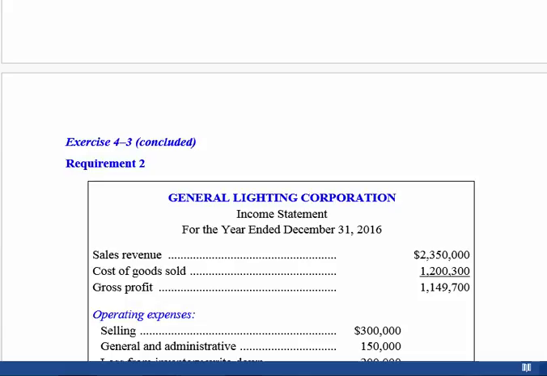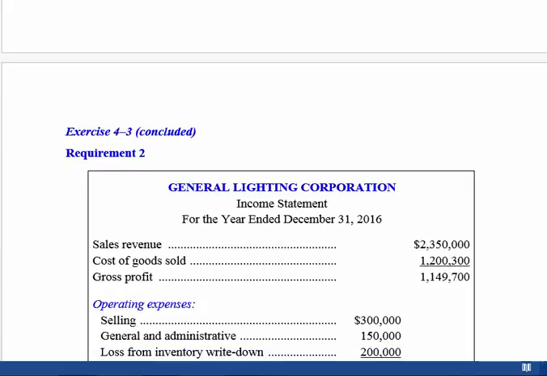Now the loss from the write-down of inventory due to obsolescence, you guys, selling inventory is why we're in business. That is a part of the normal operations of the business. Hopefully we don't have inventory becoming obsolete every year, although we might. But that would be considered an operating expense. You know, it's a loss there. It is part of operations.